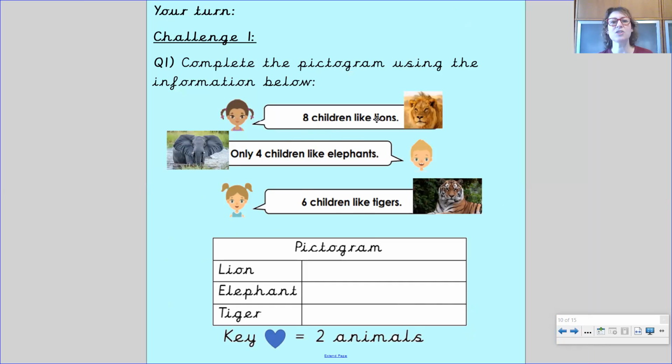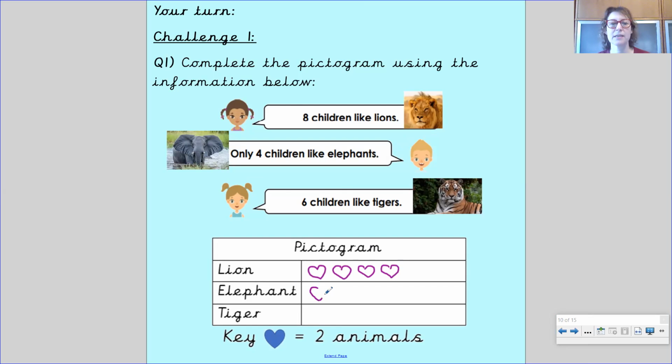So it says that 8 children like lions. So here are our lions, we need 8 children, and our key is that 1 heart is 2 animals. So we are going to need to draw enough hearts for 8. So we're going to count in 2s. 2, 4, 6, 8. We have got 4 children like elephants, so we've got to do 4.